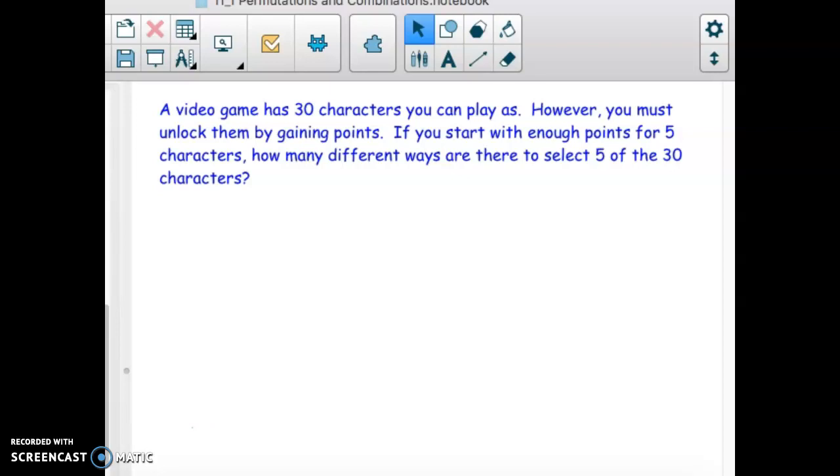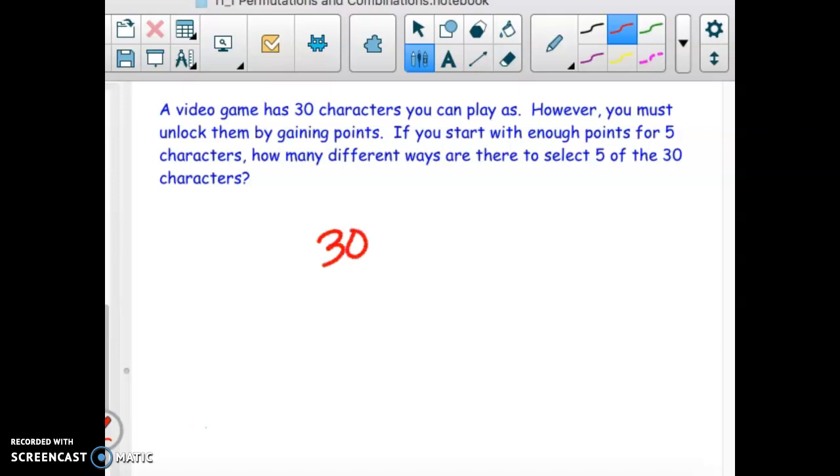All right, video game has 30 characters. You must unlock them by gaining points. If you start with enough points for 5 characters, how many different ways are there to select the characters? Now, this one you could argue that order matters because you're picking certain characters, but you're the one playing and you're getting all 5 of them. So I would say that order doesn't matter, depending on how you look at this gaming thing. So I would say characters are different, and so maybe the order matters because you're assigning roles. Anytime you assign roles, the order matters.